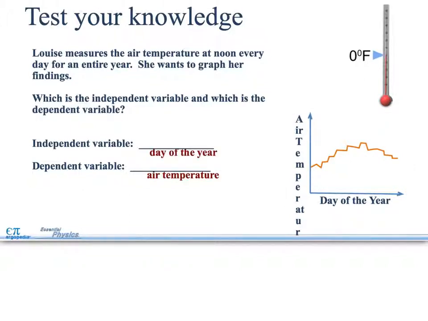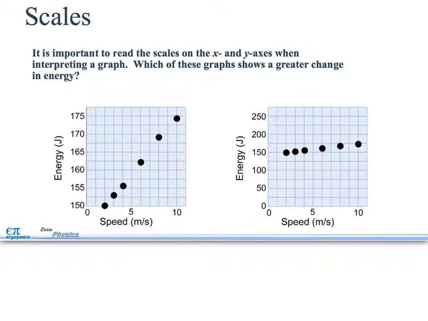So the independent variable was the day of the year and the dependent variable was the air temperature. So which of these graphs show a greater change in energy? Well, if you look at this, this is going from 150 up to about 175, and this one's going from 150 to about 175. So which one shows the bigger change in energy? Question, which one?